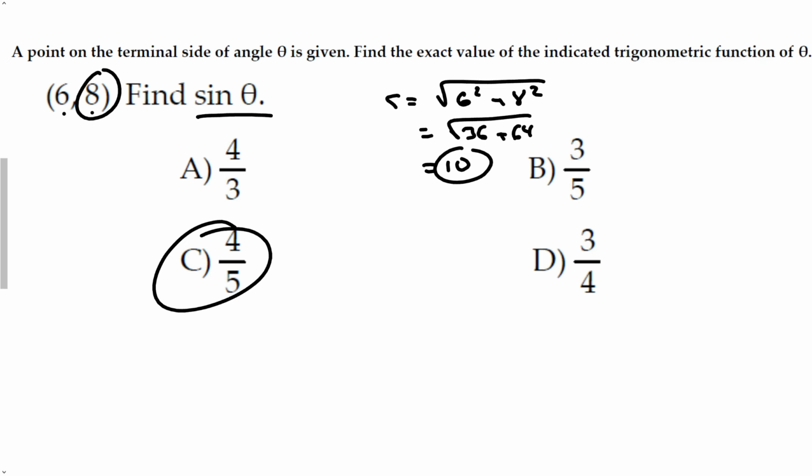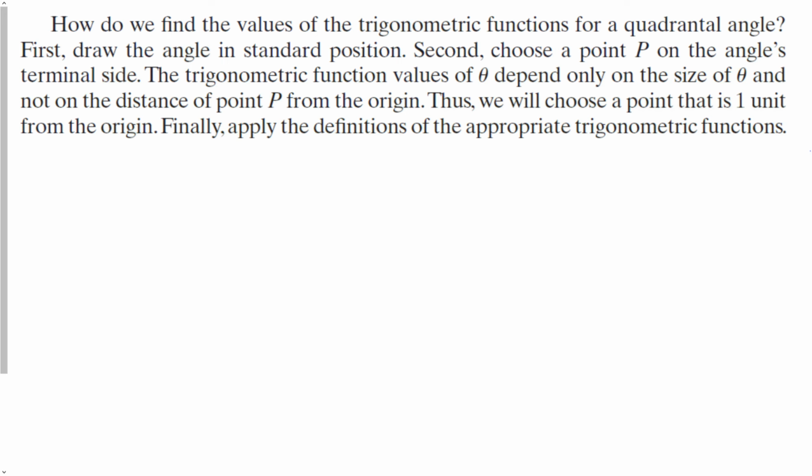Okay, so we're given a point on the terminal side of the angle. If we have a point on the terminal side, we can always find the different ratios, provided it's in standard position. Okay. So how do we find the values for trigonometric functions for a quadrantal angle? First, we draw the angle in standard position. Choose a point P on the angle's terminal side. Could be at a distance of 1, a unit circle, or it could be anything else. It doesn't really matter because it's a ratio.